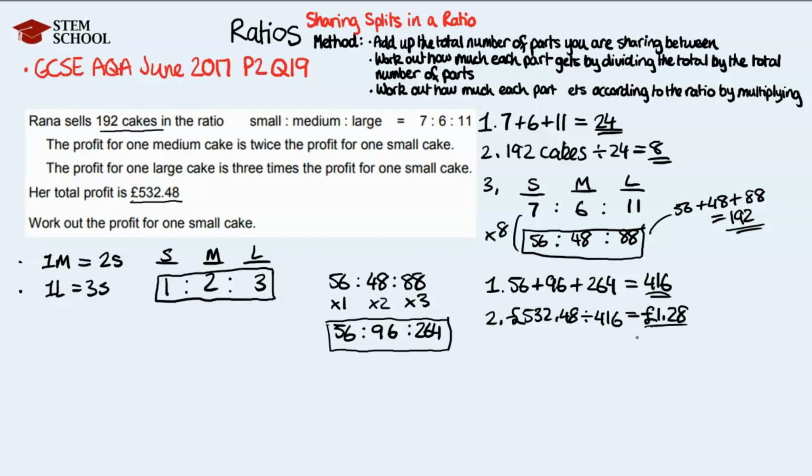So what we have to do is now go back to the profit ratio and multiply £1.28 by each of these numbers. But what we are asked is to find the profit of one cake. So here we're going to do £1.28 times 1, the 1 coming from here, and the answer is just simply £1.28. Oh, so that's quite a complicated example. So that's us finished for today on ratios.